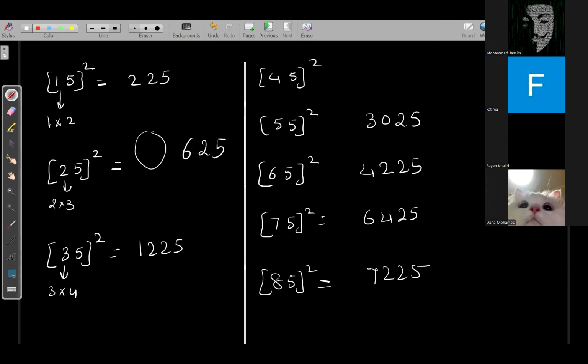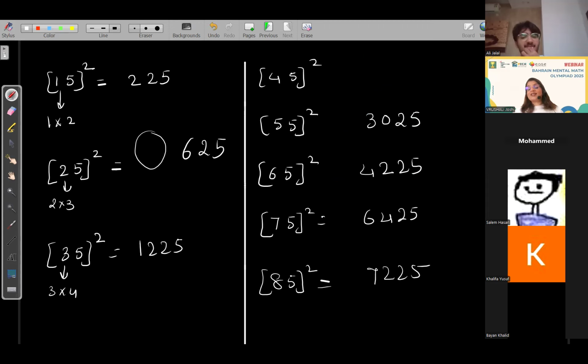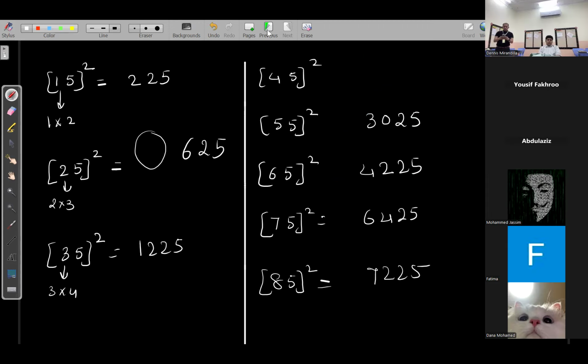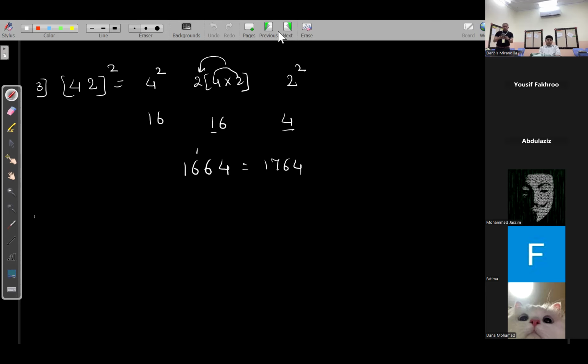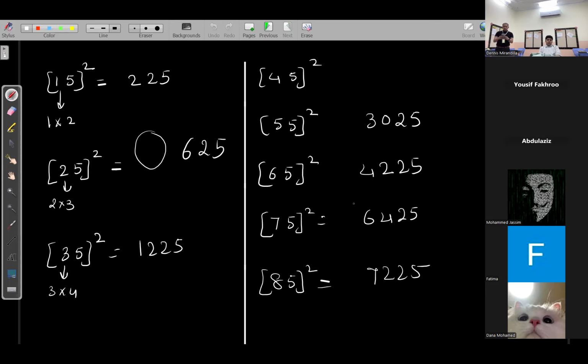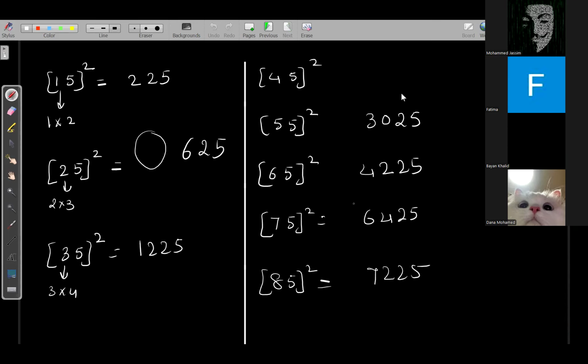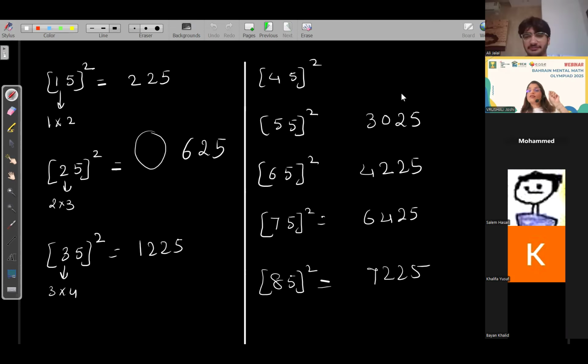Isn't this super fast, guys? Yes, super fast. So even if you're doing this, the fast method that we studied before is super fast. Now, remember, knowing the numbers ending with 5 will also help you to find out square roots. We will see how.